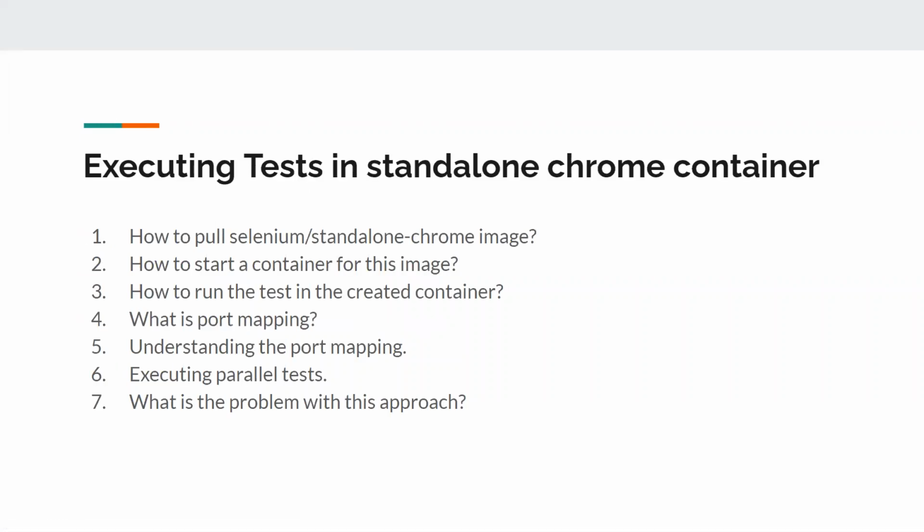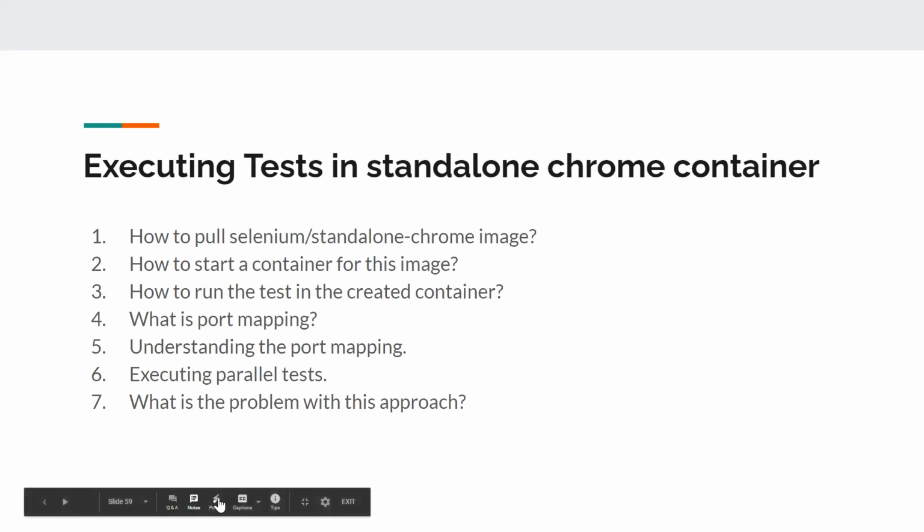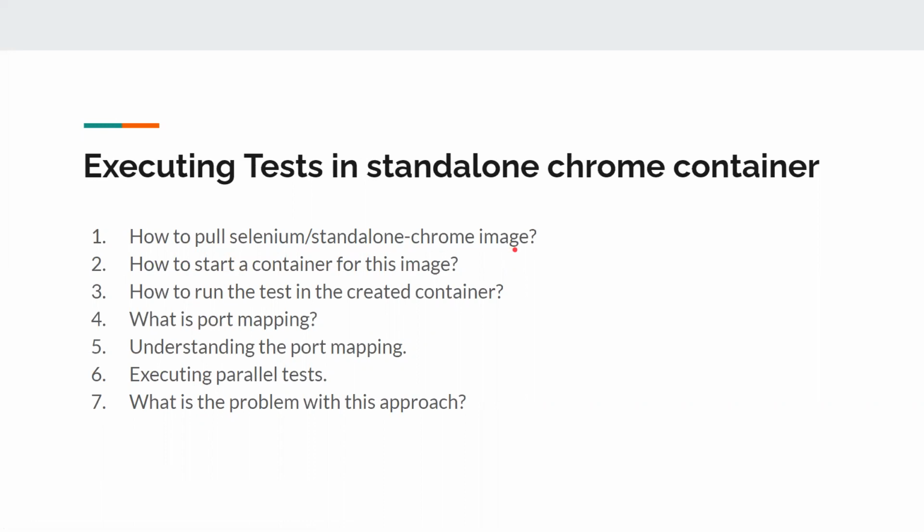Coming back to the agenda, we'll pull the Selenium standalone Chrome image, because we need to pull those images into our local so that we can use them, right? In terms of pom.xml, we add the dependencies so that it downloads all the necessary jar files. In the same way, we have to pull this particular image. Then we need to start the container for this image, and we'll also see how we can run the test in it, and understand what port mapping is in detail. Then we'll see how we can do parallel execution with the help of the standalone Chrome container. What is the problem with this particular approach? We'll see at the end.